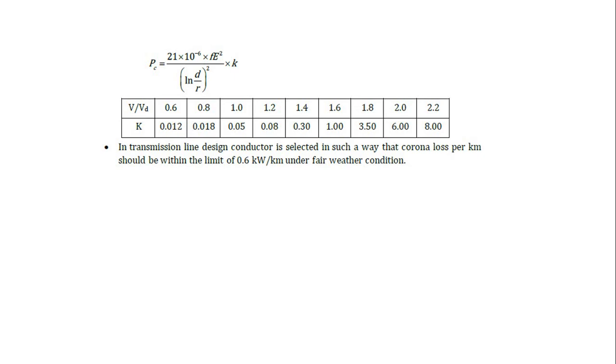In transmission line design, the conductor is selected in such a way that the corona loss per kilometer should be within the limit of 0.6 kilowatt per kilometer under the fair weather condition, and so power loss due to corona also depends on the factor K for the Peterson formula.